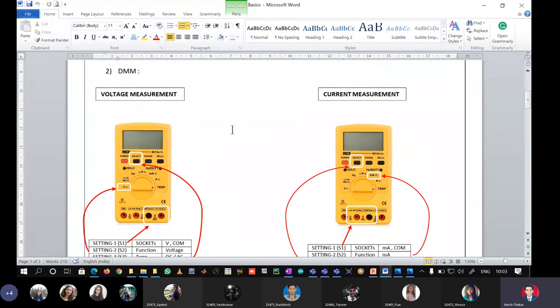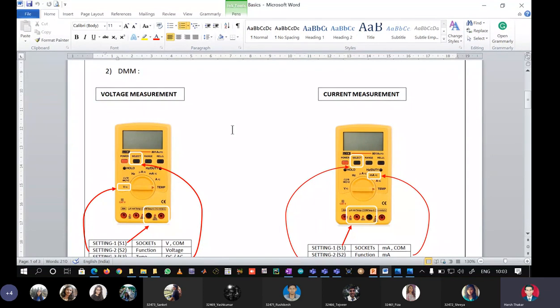Similarly, current flows through the component. Flows means series. That is why if you want to measure the current flowing through a component, the ammeter must be connected in series with the component, which goes to show that the voltmeter is always in parallel with the component, and the ammeter always in series with the component.